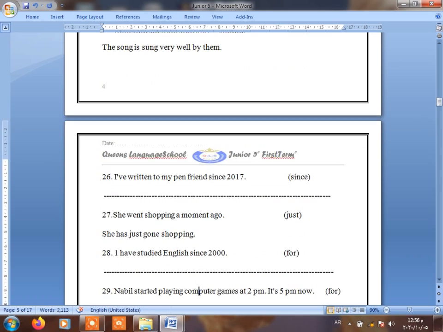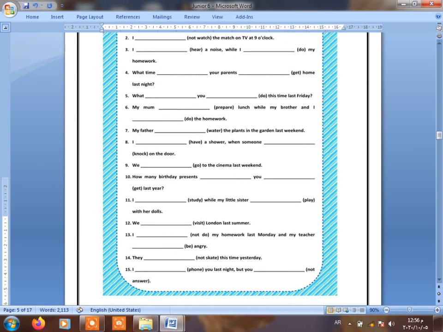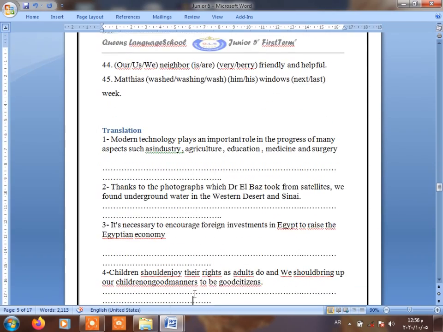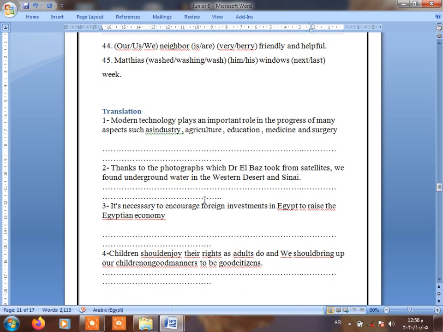Okay, now let's answer a translation text. Okay, and here we go. Start with answer number 2. So, thanks to the photographs which Dr. Elbaz took from satellites, we found underground water in the Western Desert and Sinai. Okay, so here, when I translate from English to Arabic, it's preferable to start the sentence with the verb. Okay, so here, thanks to photographs which Dr. Elbaz took from satellites, to be like that.